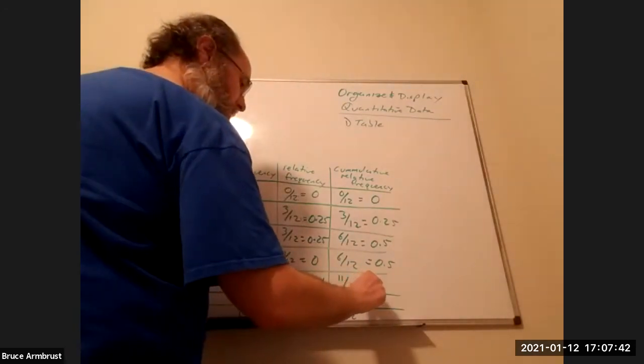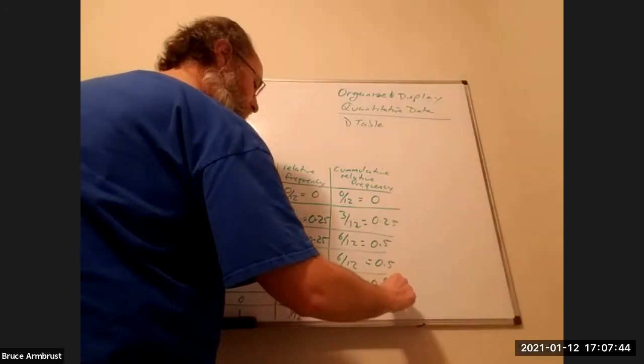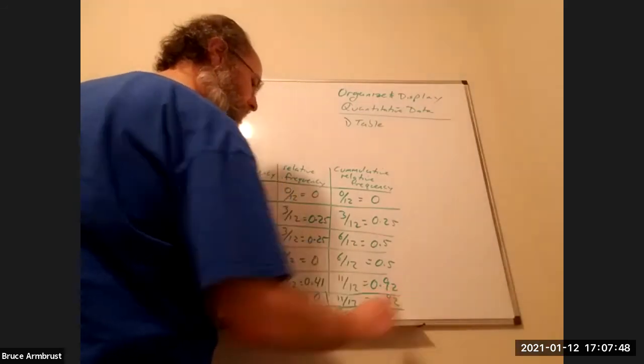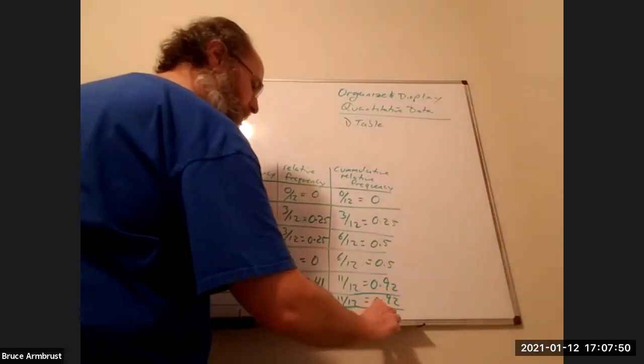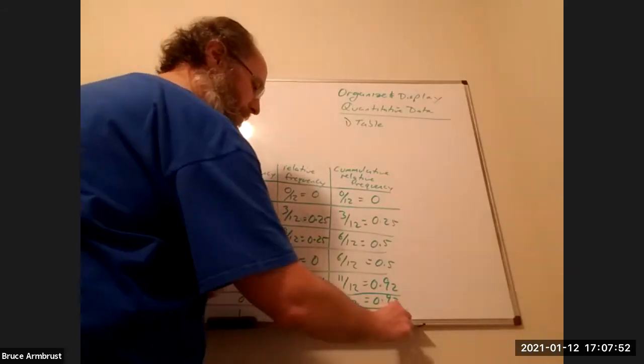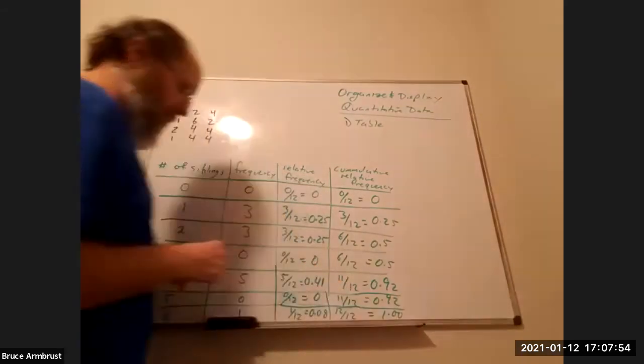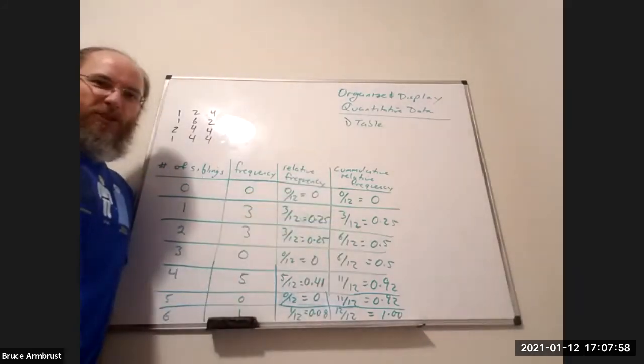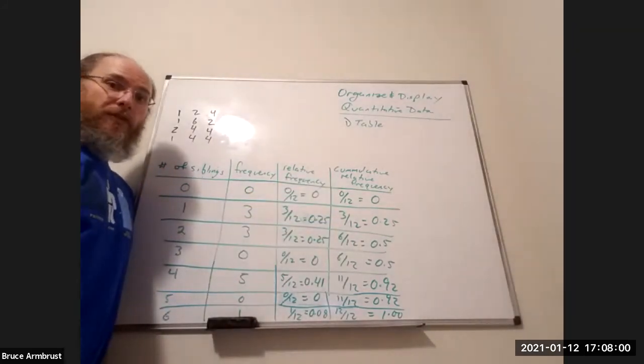11/12, that rounds to 0.92. And then 12/12, of course, that's 1. All right, so again, I put them as decimals just so it'd be easy to see. Percents.